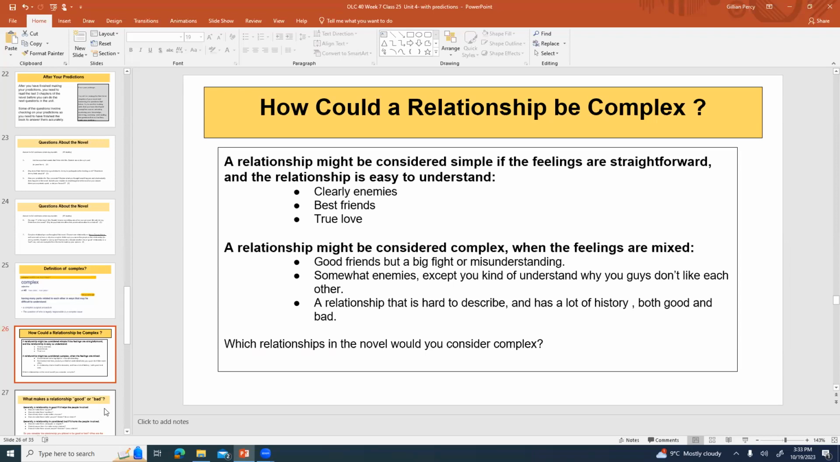So a relationship that's hard to describe. It has a lot of history. There's been a lot of different things that have gone on, both good and bad. If it was pure good or pure bad, there wouldn't be that level of complexity. So, which relationships in the novel would you consider complex? Because not all of them are complex. For example, some of the people in the novel don't have any relationship at all, right? And others have a very simple relationship that's not very complicated at all either.